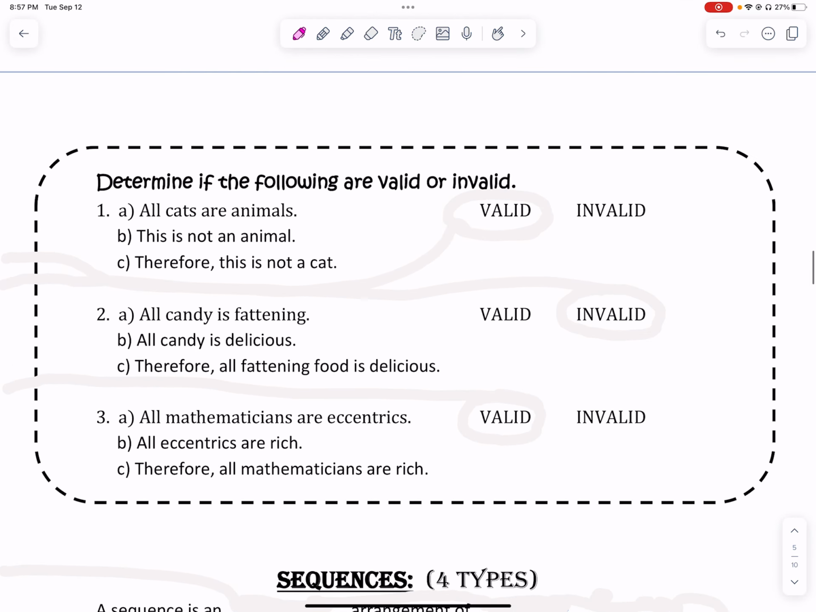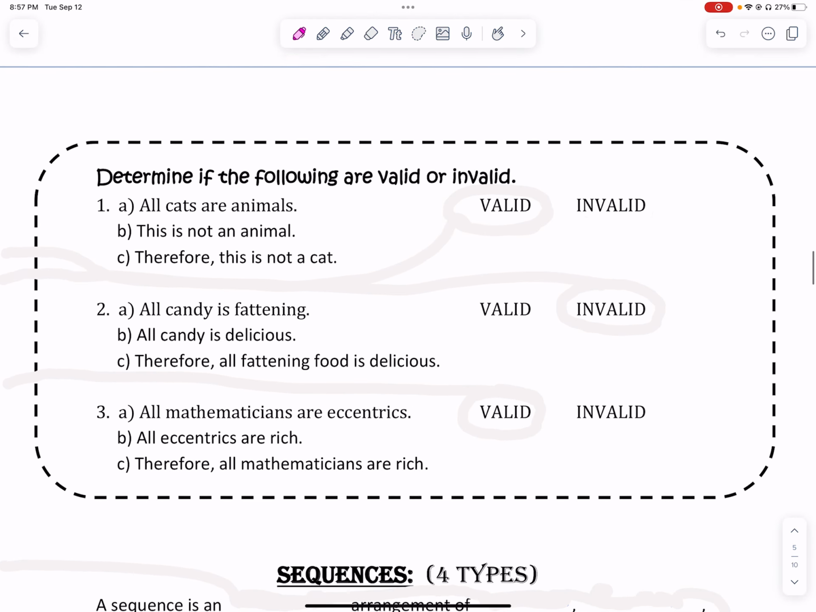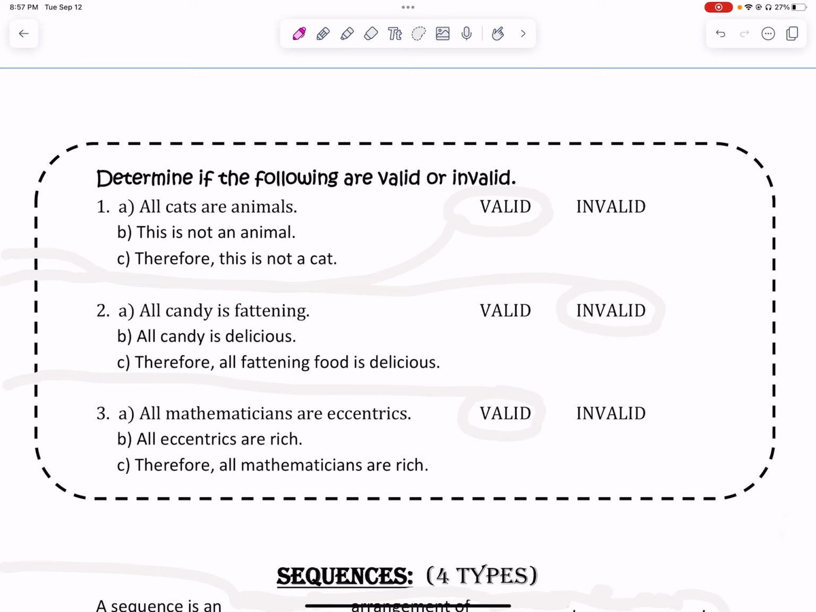So let's decide if these are valid or invalid. All cats are animals. Whatever I'm holding in my hand is not an animal. So therefore, what I'm holding in my hand is not a cat. All cats are animals. What I've got is not an animal. So therefore, this is not a cat. That is valid.